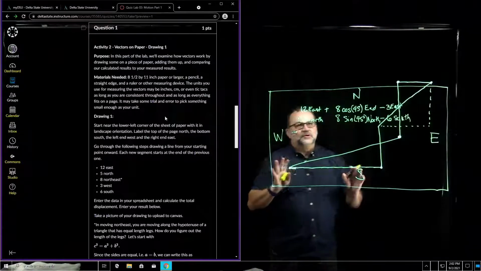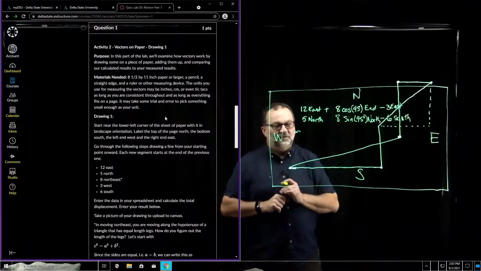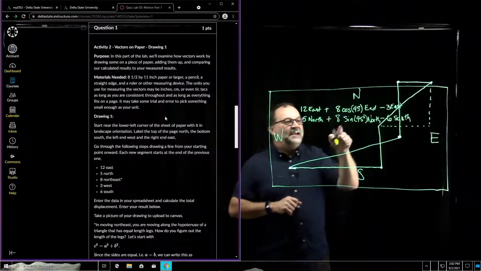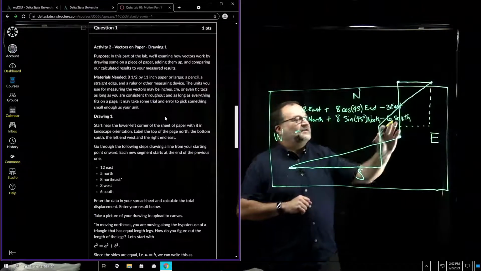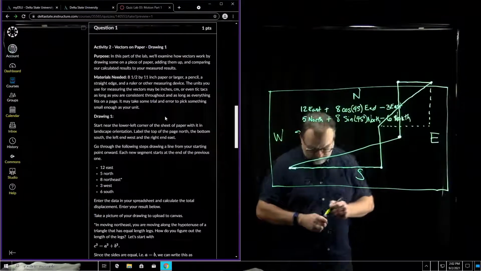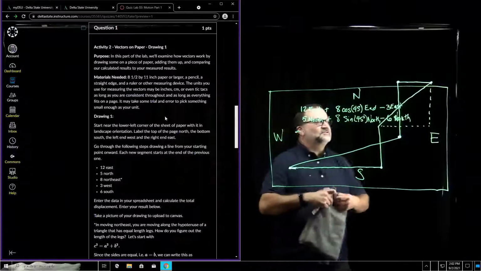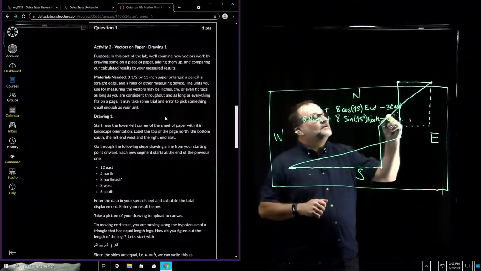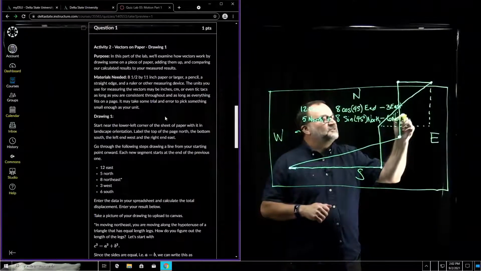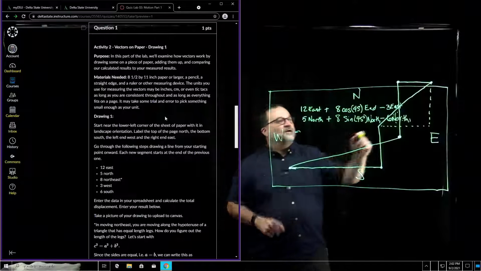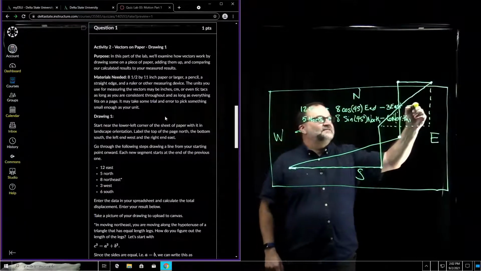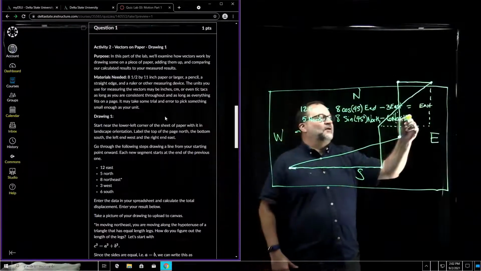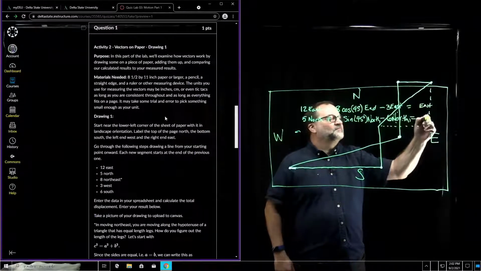All right, so what did we do? 12 east, 8 cosine 45 degrees east, minus 3 east. 5 north, plus 8 sine 45 degrees north, minus 3, oh, that's supposed to be north, minus 6 to the north. Why minus 6? Because south is minus north. And so now we know how far, this is how far we went east. And I don't know what that number is. You have to figure that number out. This is how far we went north.